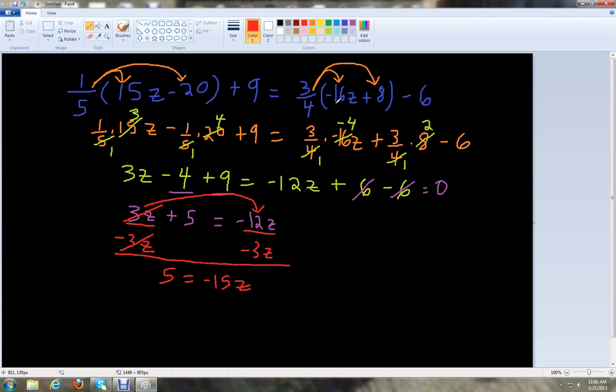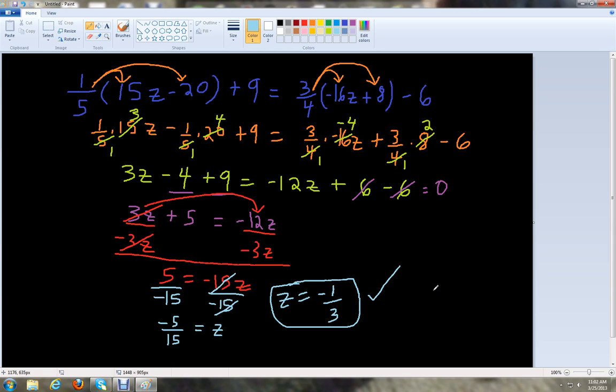And then finally, to finish the problem, we're going to divide both sides, right, by negative 15. So these negative 15s will cancel. And then we're left with z equals negative 5 over 15. But is this our answer? Is this our final answer? Well, no, because we can reduce, right? Divide each number by 5. So if we do that, we get z equals negative 5 divided by 5 is negative 1 over 15 divided by 5 is 3. So z equals negative 1/3. And that would be our final answer.